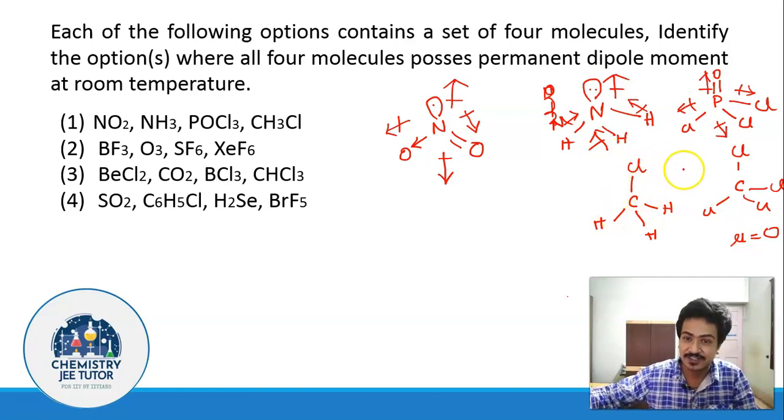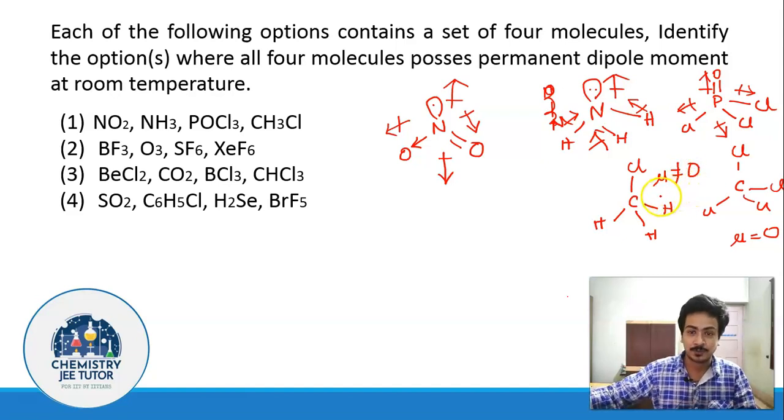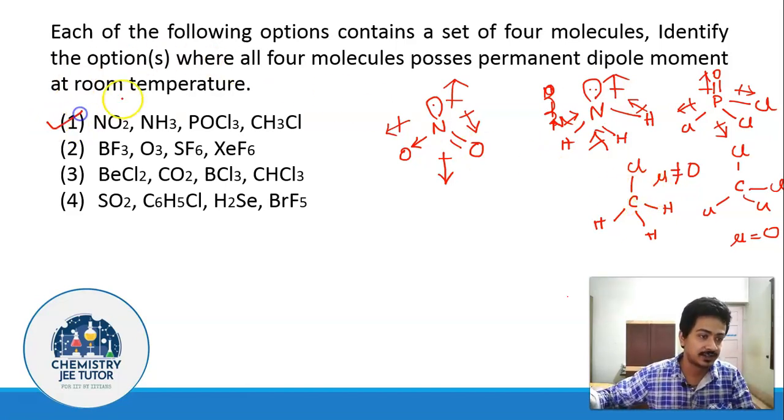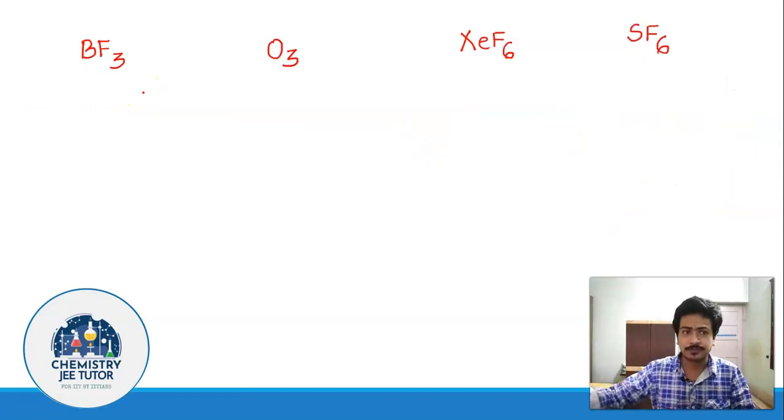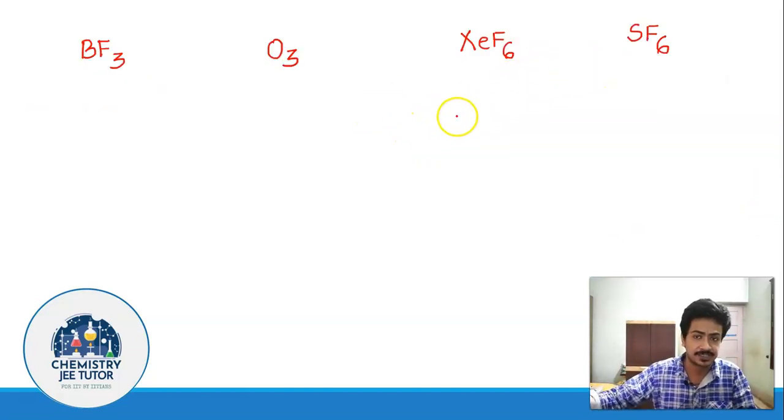But since this is not symmetrical, we are not going to end up with 0, and this is definitely going to have a permanent dipole moment. So molecules which do not have a definite symmetry definitely have a permanent dipole moment. So option 1 is correct. Now let's go to option 2. In option 2, we have BF3, O3, XeF6 and SF6.